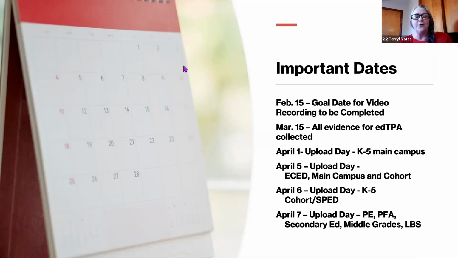They're going to upload, and these are the dates. If they're K-5 and in what we consider main campus, they're going to upload on April Fool's Day, because I've got such a good sense of humor. I would do that to those poor people. And then April 5th will be early childhood, for main campus and for our cohorts. And then April the 6th will be K-5 cohorts and special ed.